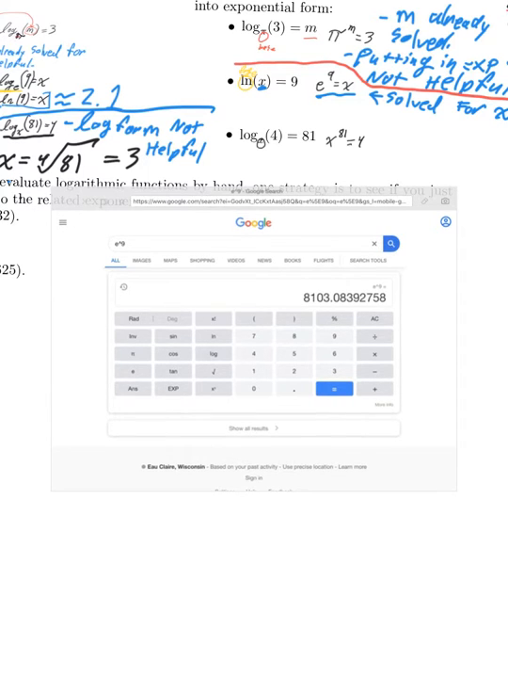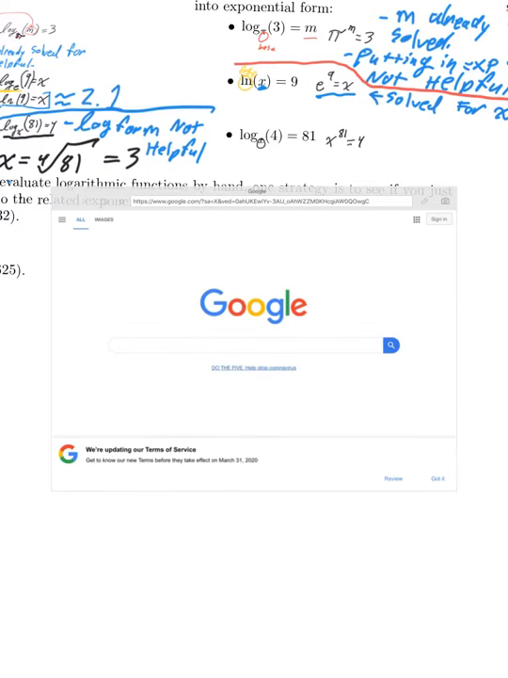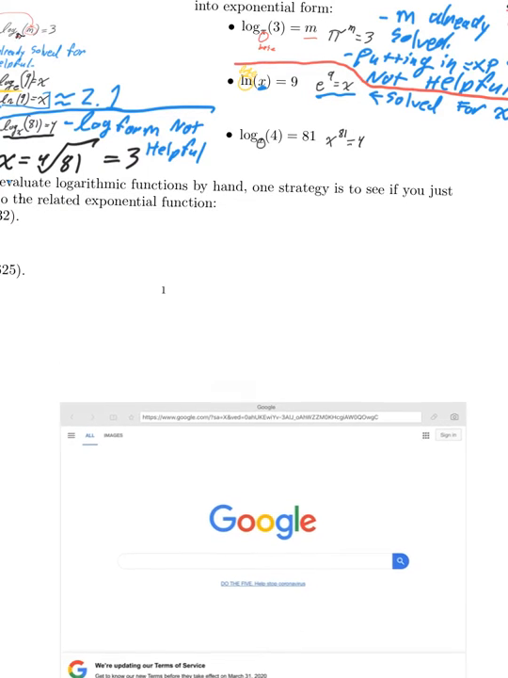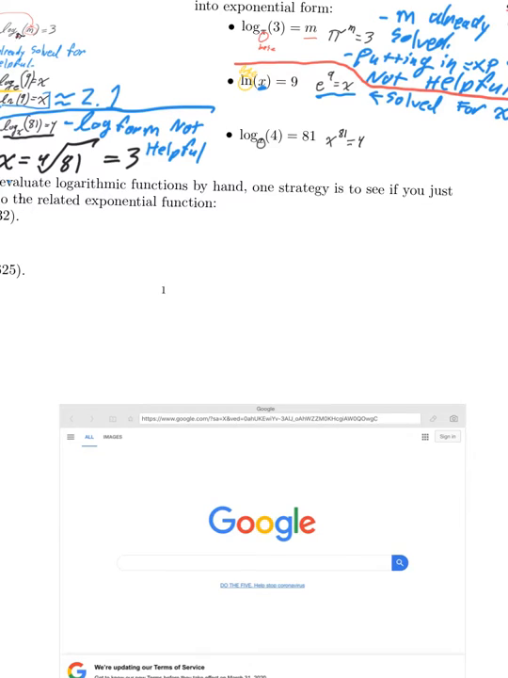Come on, you can do this. This one has x approximately 8103. Cool.